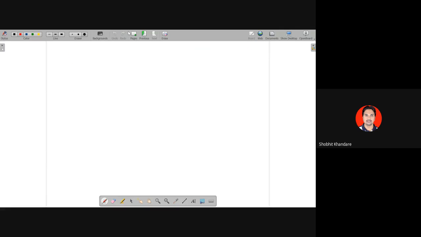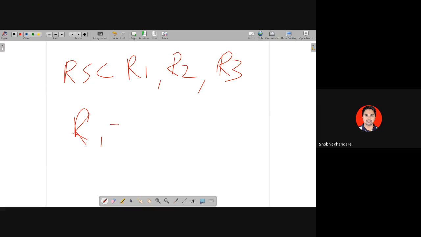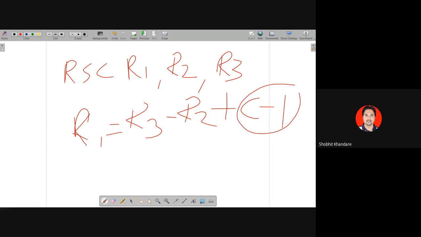For an example of RSC, if I write RSC R1, R2, R3, then R1 is R3 minus R2 plus carry minus 1. In the subtraction with carry we are doing, there also C minus 1 comes. And for reverse subtraction it is R3 minus R2 plus C minus 1. So plus C minus 1 is available for SUBC as well as for reverse subtraction.